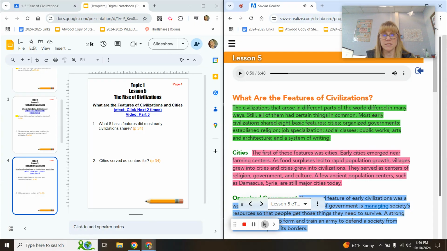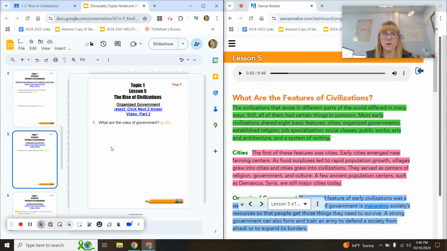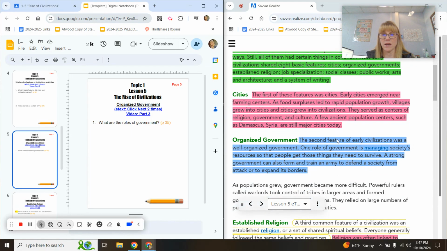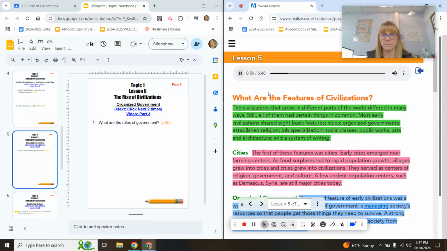Number 2, cities served as centers for what? There are 3 things listed. Please list all 3 things in your digital notebook now. Let's move on to number 5, page 5 in your digital notebook. We're just going to continue on reading in organized government. I'm going to let both of these paragraphs be read to you before I pause. So let's go and hit play.